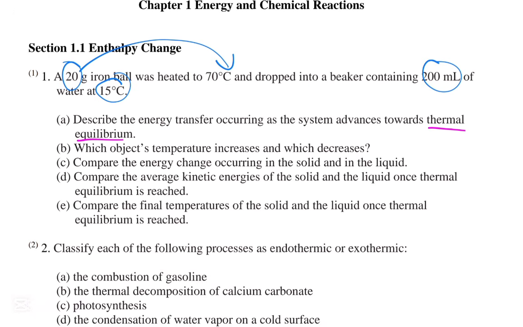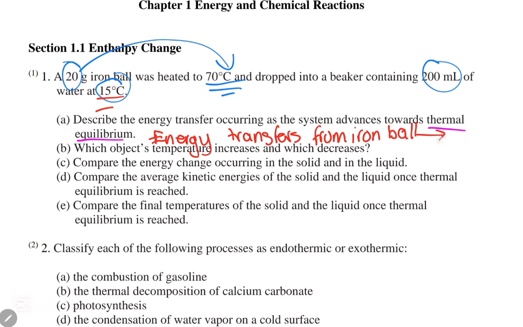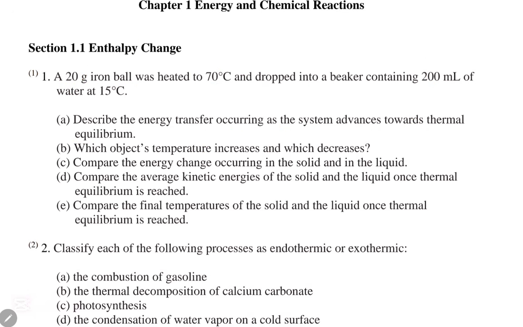So now, look what's happening. We're dropping a 20-gram iron ball that is 70 degrees Celsius. It has a really high temperature. And then we drop it where? We drop it into a beaker containing water at 15 degrees Celsius. So logically speaking, heat is gonna go from the iron ball to the water. But if we want to say it in the terms of chemistry, we need to say that energy transfers from the iron ball to what? To water. So that is it for question 1 part A. We'll move on to part B.